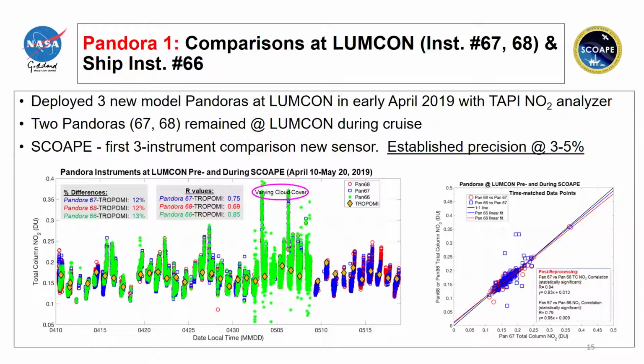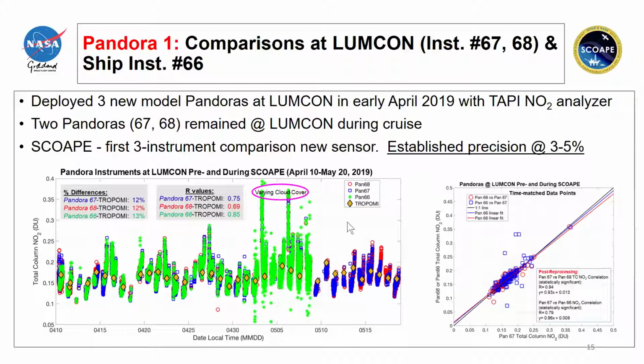So this is the first of the Pandora results that I want to show. As I mentioned, about a month before the cruise, we deployed our NO2 analyzers at LUMCON on the roof of their building where we sailed from. 3 pretty much identical sensors went down. They were Pandoras numbered 66, which was for the ship. That meant it had a special stabilizer on it to compensate for the ship motions. Imagine trying to make an accurate spectrum while you're bouncing all around. Pandora 66 was the ship instrument. 67 and 68 were deployed together, first at Goddard and then at LUMCON.